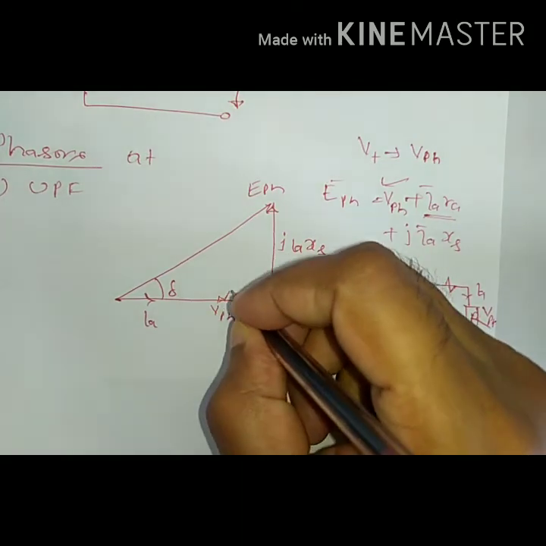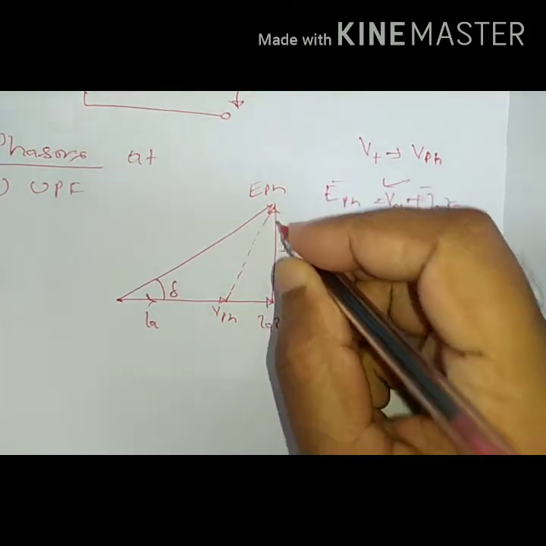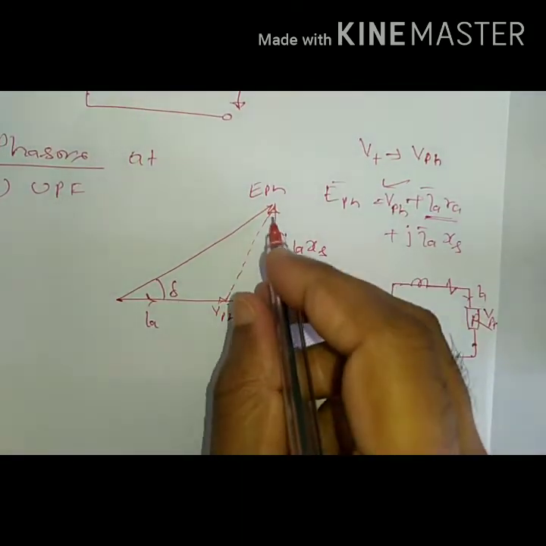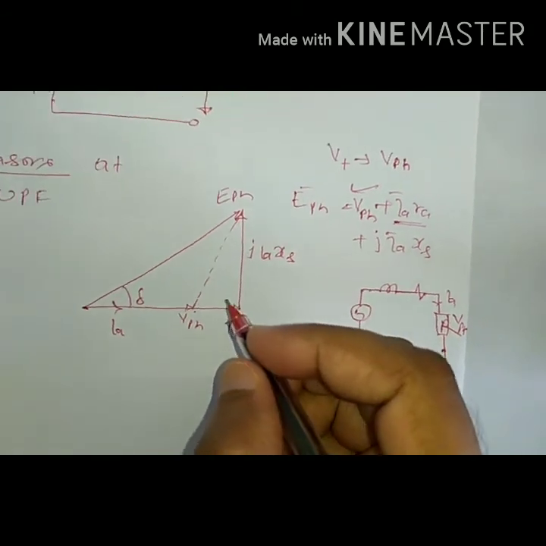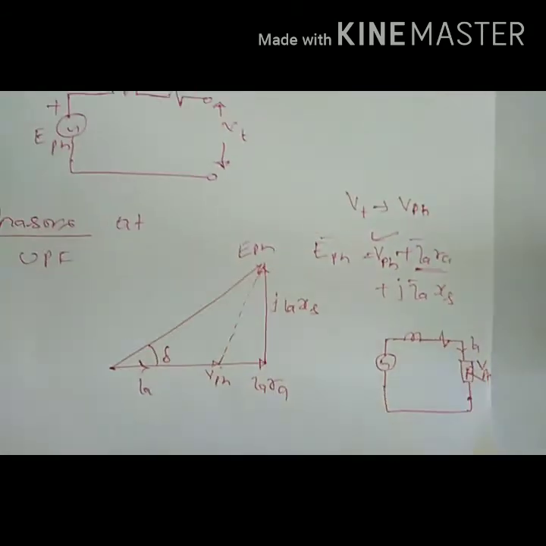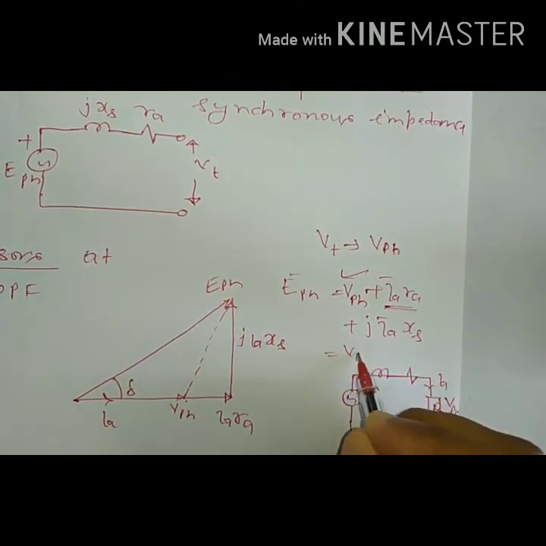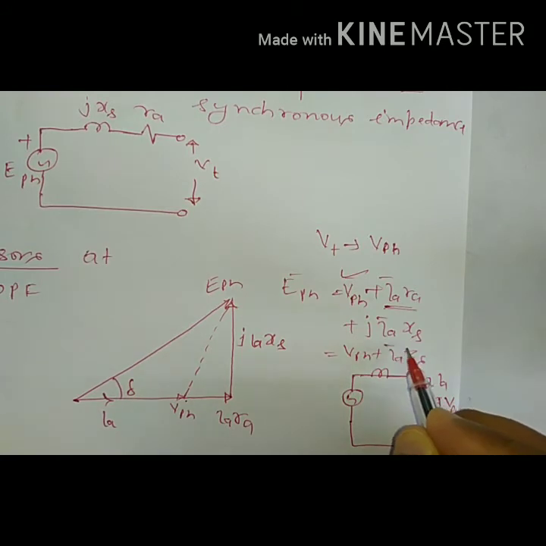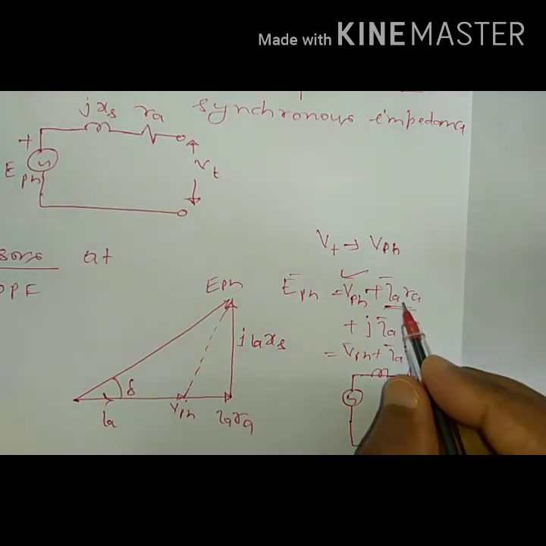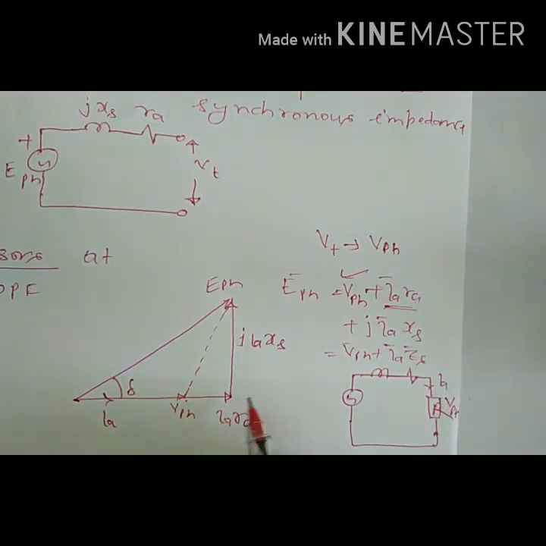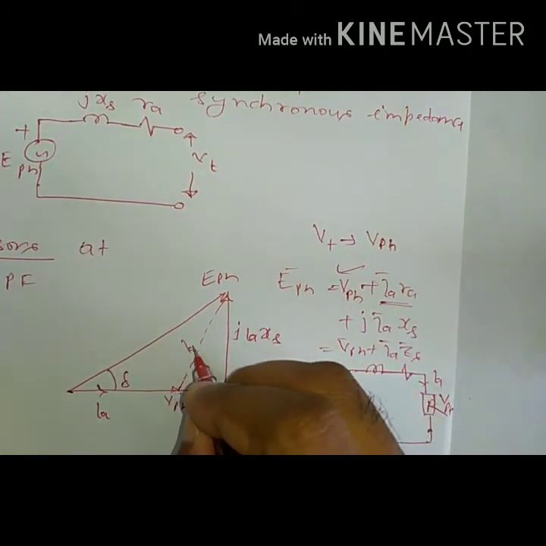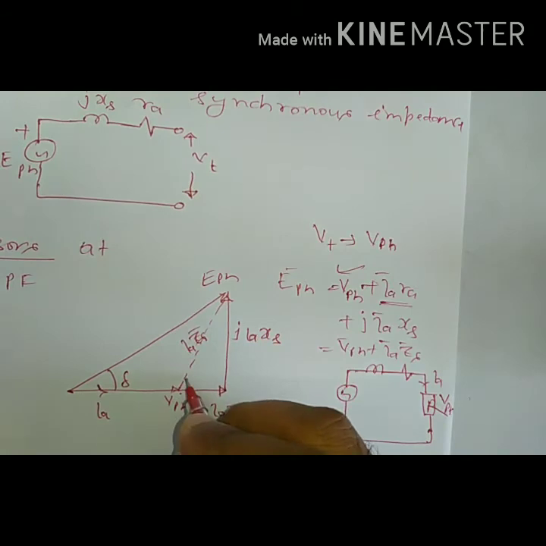And we know that this drop, this triangle, is IaZs. From here we know it: VPH plus IaZs. So IaRa plus JIaXS is IaZs. So this is IaZs. You can name this angle as theta s also.